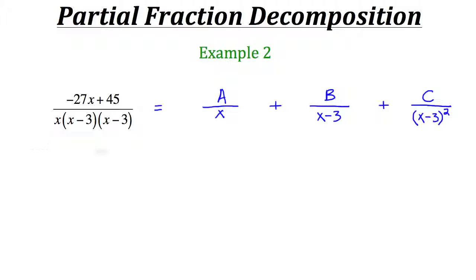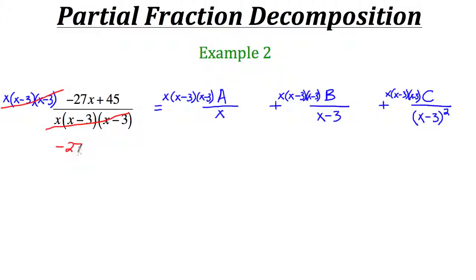So we want to first clear out the denominators by multiplying the entire equation by the denominator of our original rational expression. So we'd multiply everything times x minus 3 times x minus 3. So when we look at the left side, the x times x minus 3 times x minus 3 on top will cancel the same expression that is on the bottom, leaving us with a negative 27x plus 45.